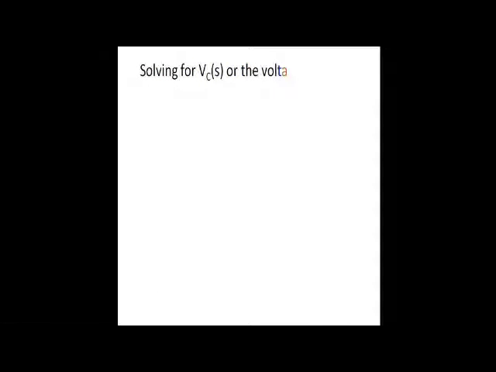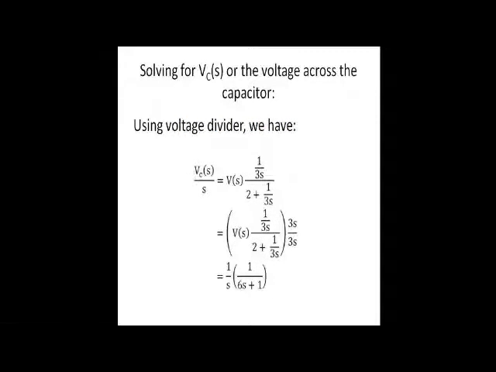Solving for Vc of S, or the voltage across the capacitor, using the voltage divider, we have Vc of S is equal to V of S times the fraction of 1 over 3S over 2 plus 1 over 3S, which is now equal to V of S times the fraction of 1 over 3S over 2 plus 1 over 3S times 3S over 3S, which is also equal to 1. It's now equal to 1 over S times the quantity of 1 over 6S plus 1.